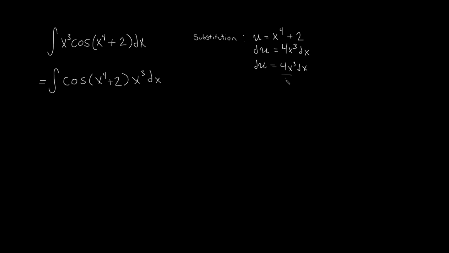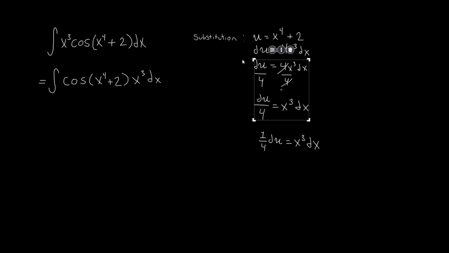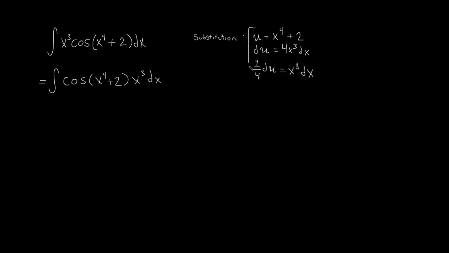We're going to divide both sides by 4. So now these 4's will cancel. We have du over 4 equals x cubed dx. Du over 4 is the same thing as 1/4 du. Now we have a match because we do see x cubed dx right here, so we can replace it with 1/4 du.